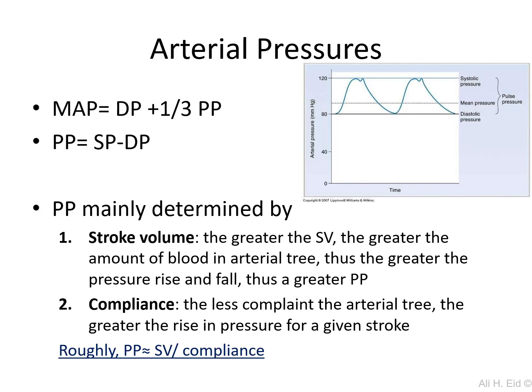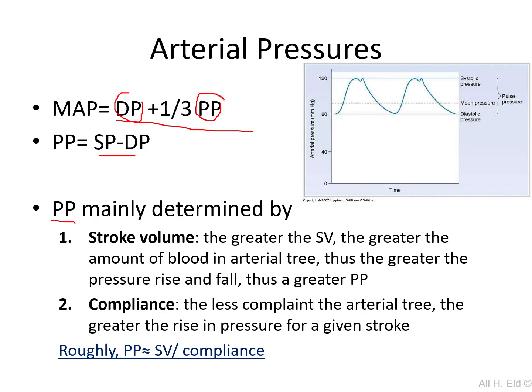So we mentioned in the previous slide that flow is mainly dictated by the mean arterial pressure. If you look at the equation, the mean arterial pressure is diastolic pressure plus 1/3 of the pulse pressure, and the pulse pressure is basically systolic pressure minus diastolic pressure. How is the PP determined? It's primarily affected by two things: by the stroke volume, because the greater the stroke volume, the greater the amount of blood in the arterial tree, and thus the greater the change in the pressure increase and decrease, and thus that would lead to a greater PP.